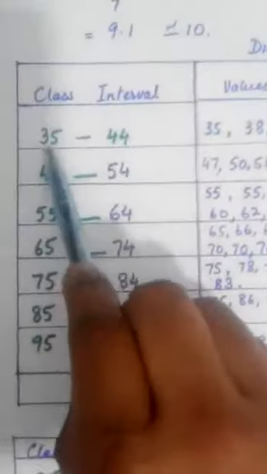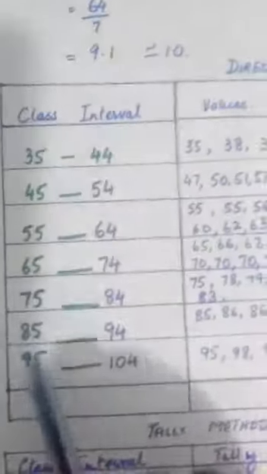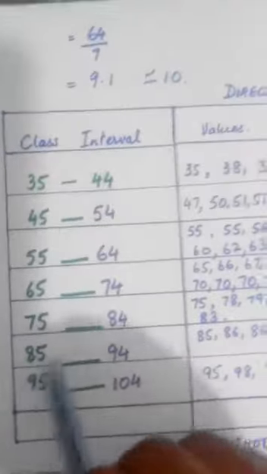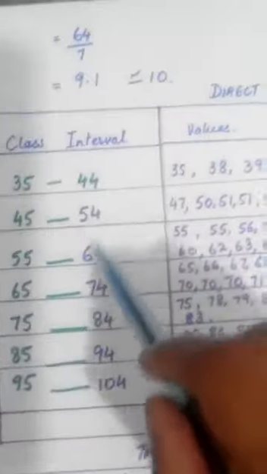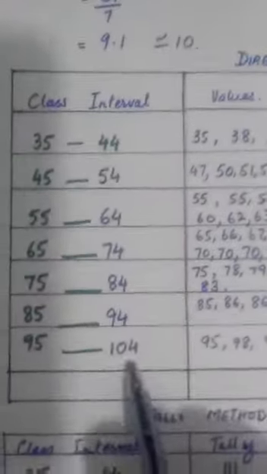Now if you look at the first column, the class interval, it is from 35 to 44. For the lower class limit and the upper class limit, the green ones are the lower class limits: 35, 45, 55, 65, 75, 85 and 95, and you can see the difference between each. Then 44, 54, 64, 74, 84, 94 and 104 are the upper class limits. From 35 to 44, we will come back towards our given data to see whatever values fall in between.